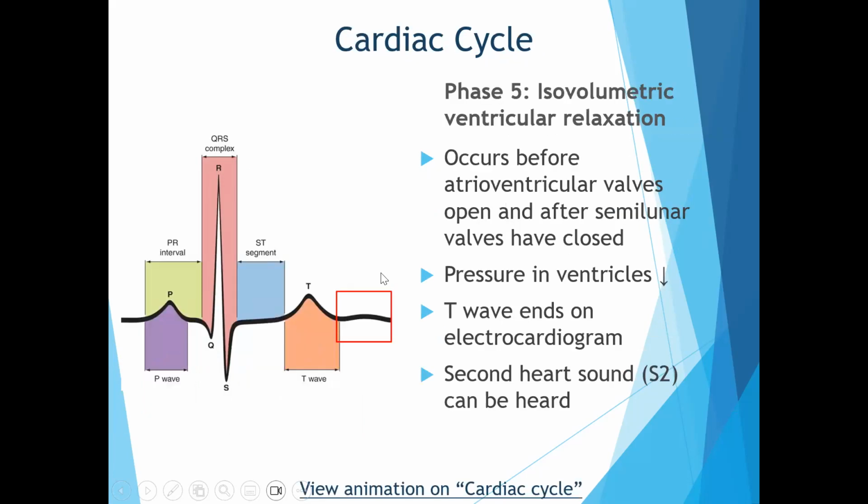So isovolumetric ventricular relaxation occurs before the AV valves open and after the semilunar valves close. So this is before the tricuspid and mitral valve open again for the atria, but after our aortic valve and pulmonary valve have closed. The pressure in the ventricles has dropped a good bit. Then we have the end of our T wave on the EKG, and our second heart sound can be heard at this point as well. If you want to go through that as more of an animation, just click on the link at the bottom here. It's the same concept.